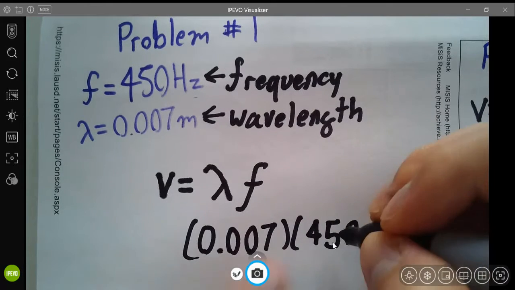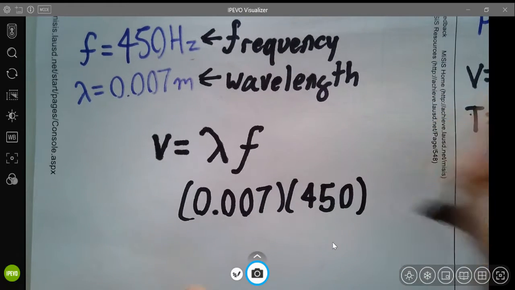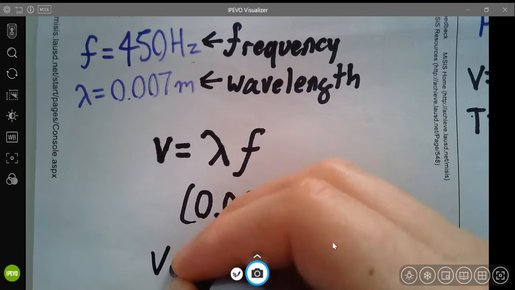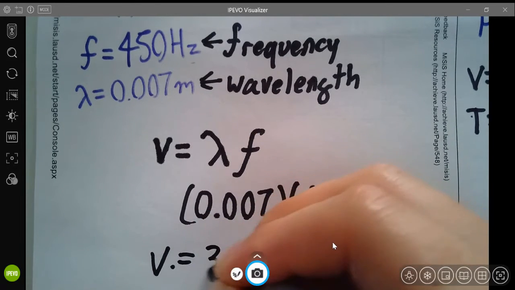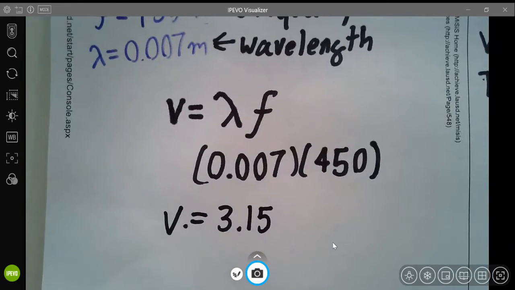Now do note, this is a somewhat large number times a very small number. Now, if we take 450 times 0.007, and you do that on your own calculator, you're going to get this value of 3.15. Now, already asking, okay, so what are the units?